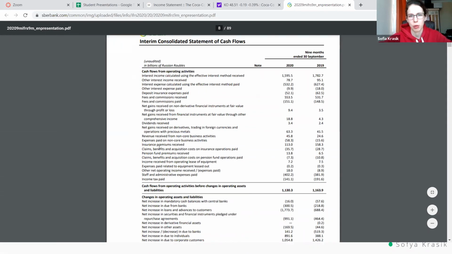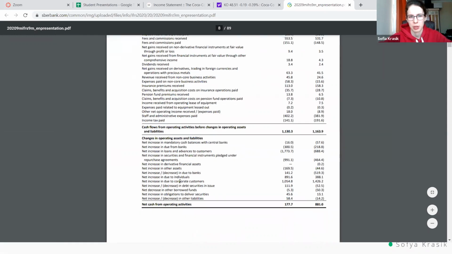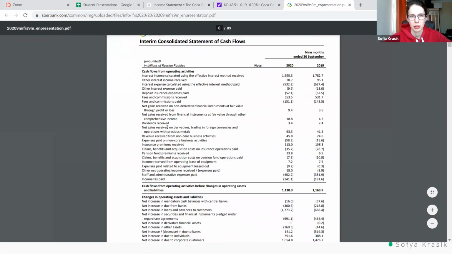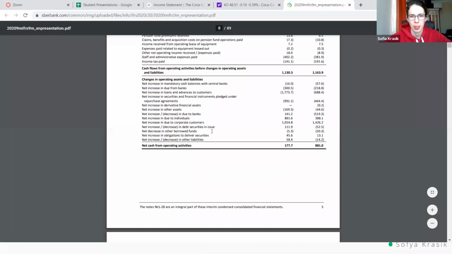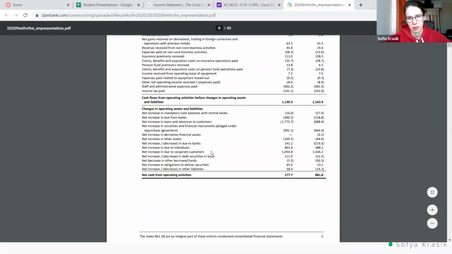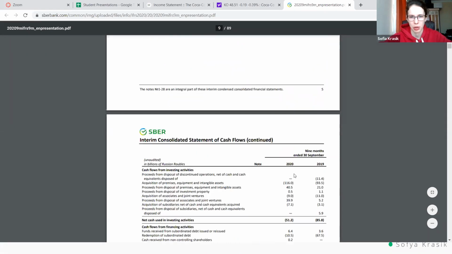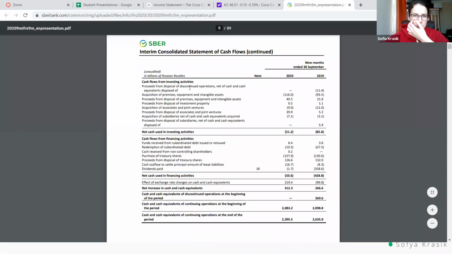So here are just a lot of lines representing some type of cash flow, like fees and commissions received, interest expenses paid, and so on. And this is not the end of the table, probably, right? So this is not the end of the table. Here is a lot of cash flow from investing activities, etc. So, of course, for now, we do not need to understand every line here.